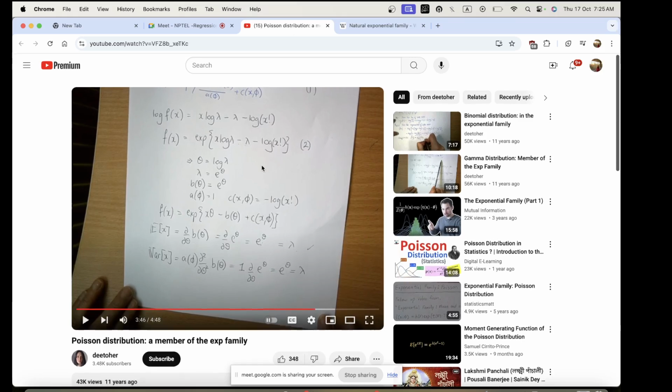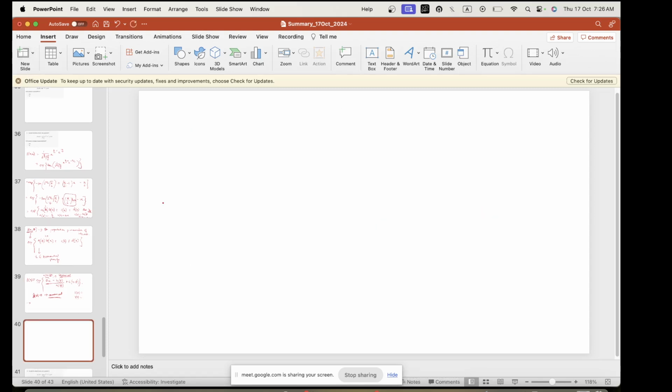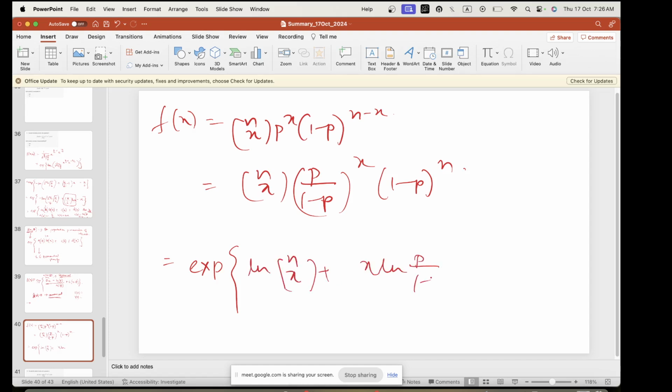So if we try this with binomial, let's say, will we have the same results? Let us just check. So here, binomial probability is nCx p to the power x (1 minus p) to the power n minus x, which is nCx (p by 1 minus p) to the power x times (1 minus p) to the power n. So this would be exponential of ln nCx plus x ln (p by 1 minus p) plus n ln (1 minus p).